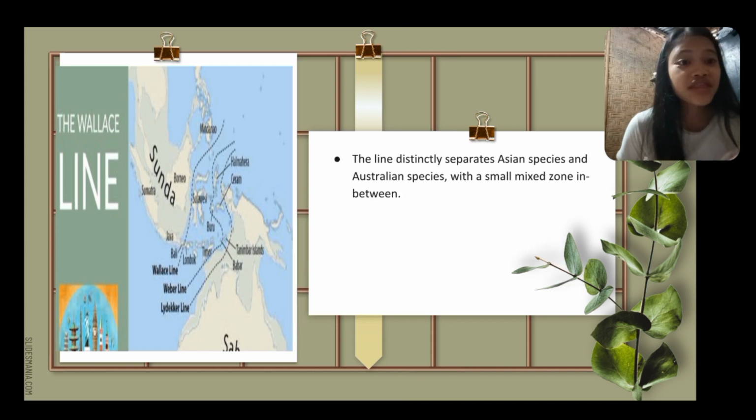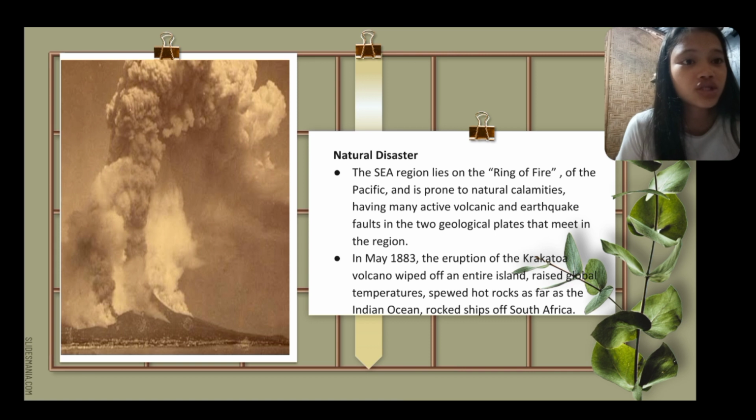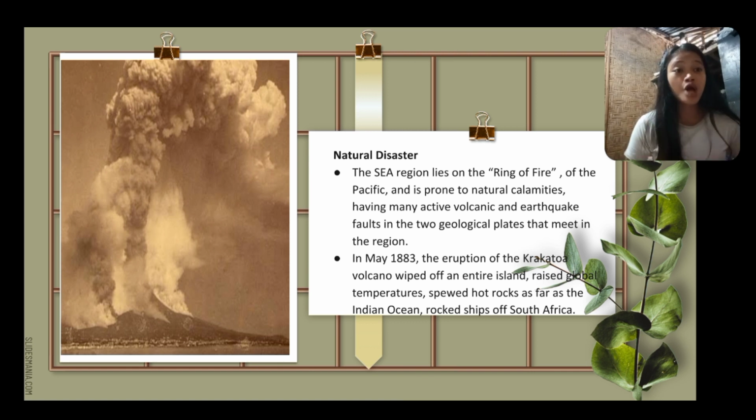So the line distinctly separates Asian species and Australian species with a small mixed zone in between. Now let's move on to natural disasters of Southeast Asia. The SEA region lies on the Ring of Fire of the Pacific, and is prone to natural calamities, having many active volcanoes and earthquake faults in the two geological plates that meet in the region.